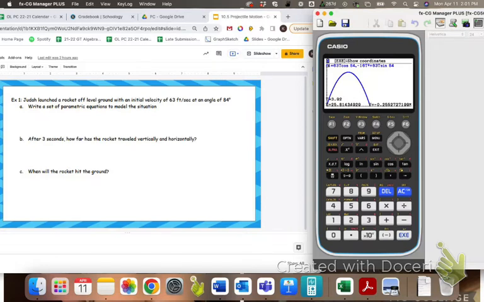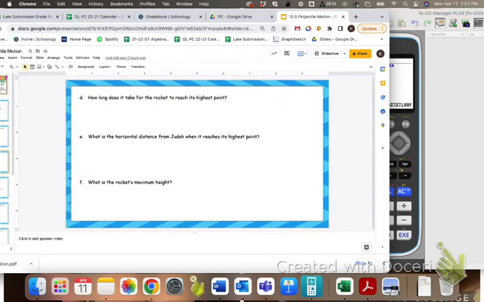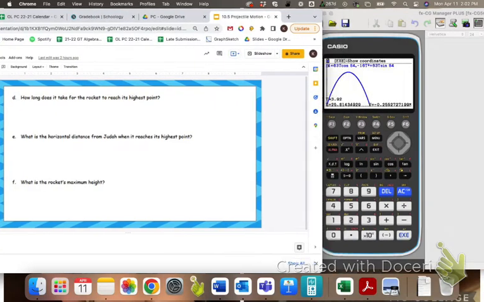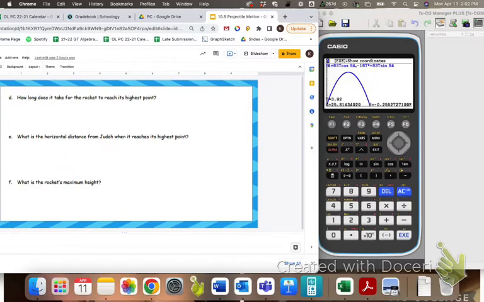All right, now let's answer those other two questions. How long does it take for it to get to its highest point? Well, we're going to do the same thing. F1 to trace, and then let's just scroll until we get to the highest point. Again, this allows us just to estimate. It won't be perfect, but it'll get us about where it is.